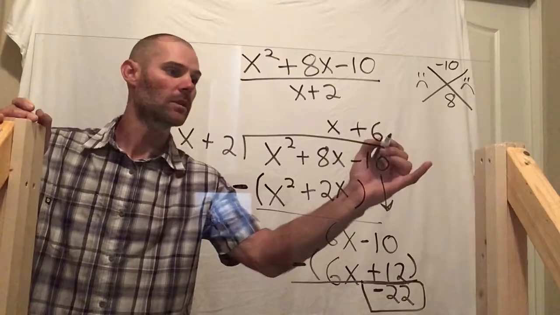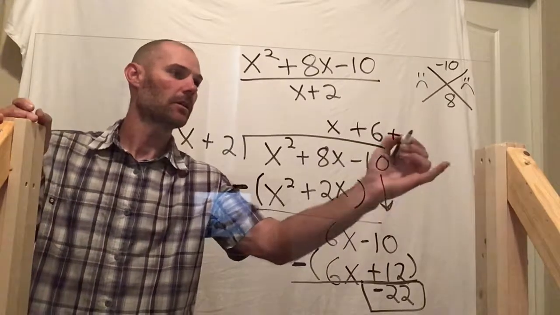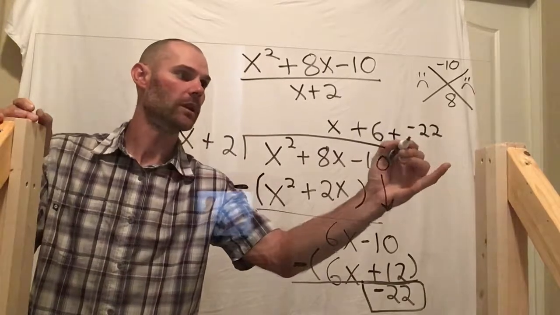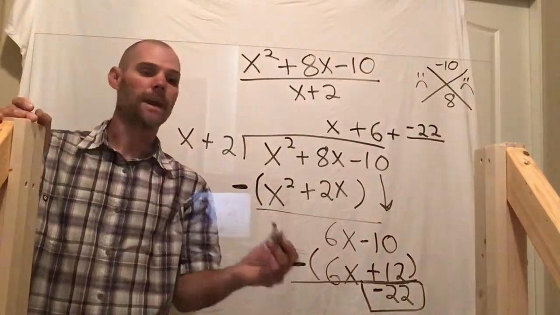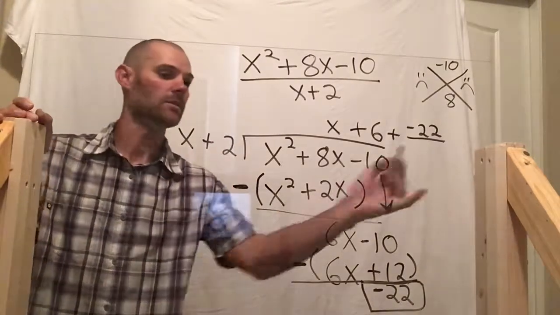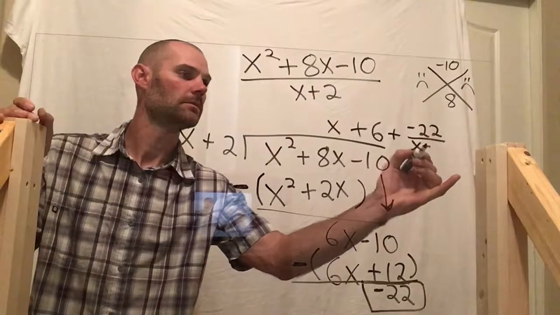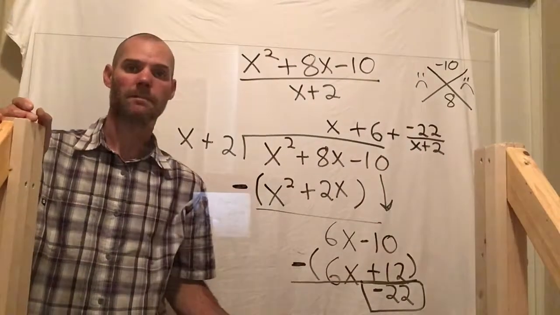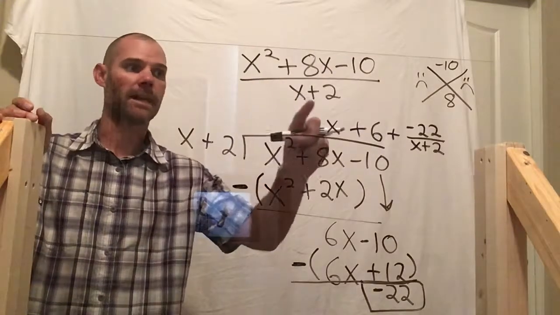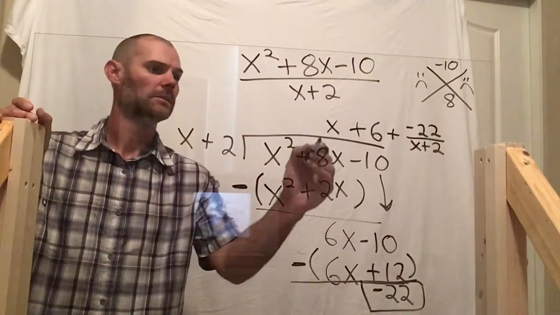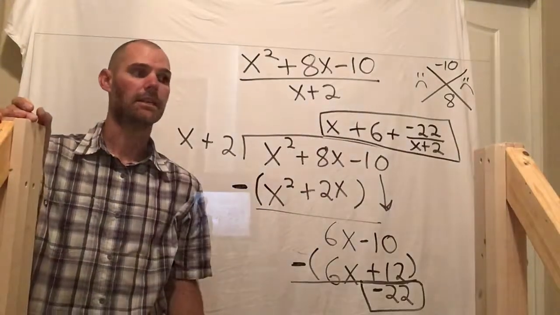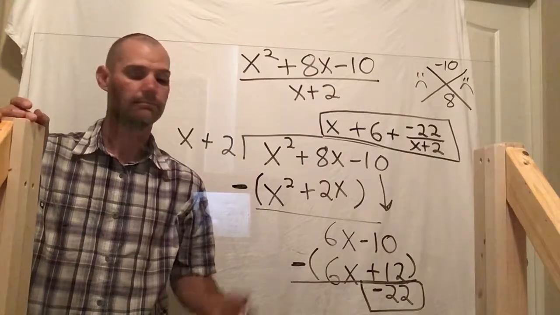And then what did we do with our remainder last time? I could put minus 22 or plus negative 22, either way is fine. Then I divide it by the original thing I'm dividing the entire polynomial by, which is x plus 2. So if I take x squared plus 8x minus 10 divided by x plus 2, what do I get? x plus 6 plus negative 22 over x plus 2. And there we go, we're done.